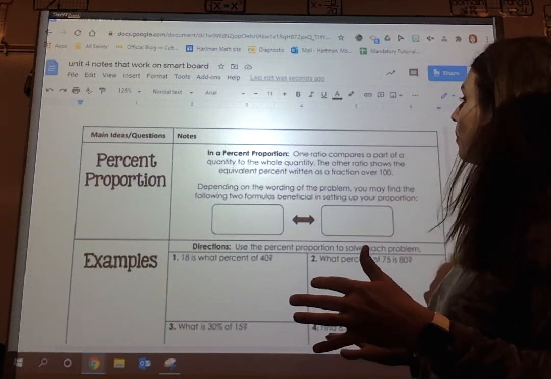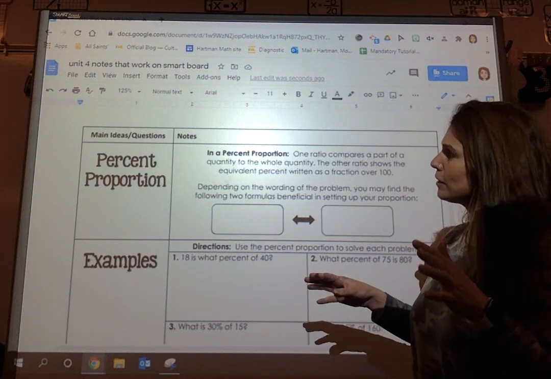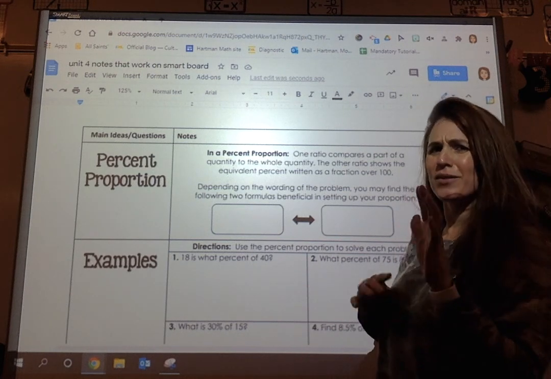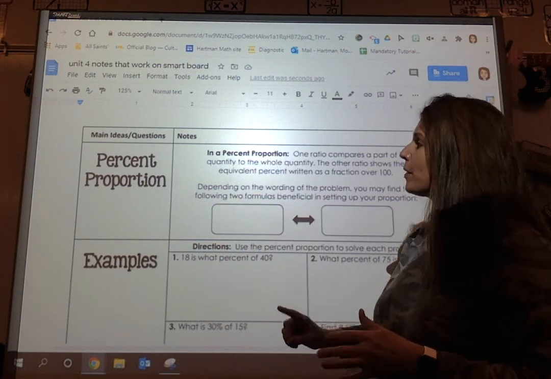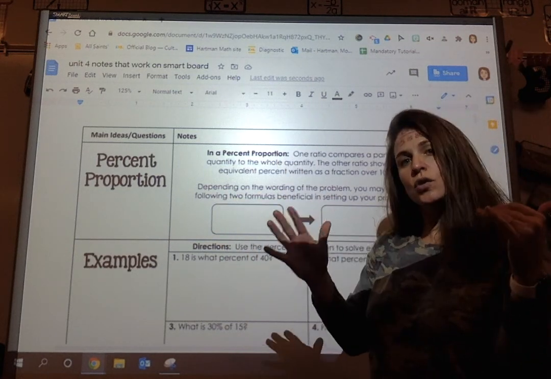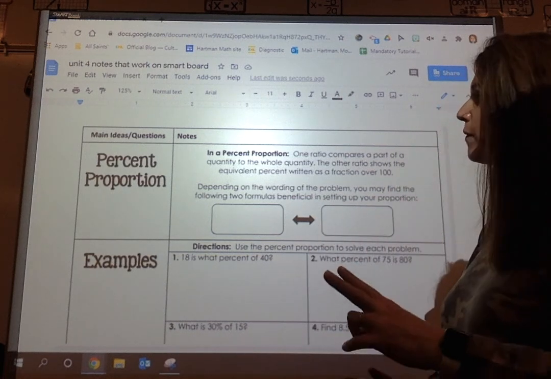Okay, we are going to do notes on percent proportion. That's a little different because I think my last couple videos have had a glare, so I'm hoping this will be better. So we're going to talk about the percent proportion, and we're going to use percent proportion and percent equation, but I want you to know both of them.